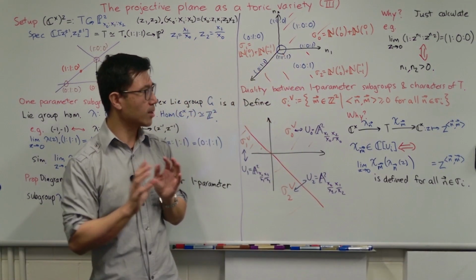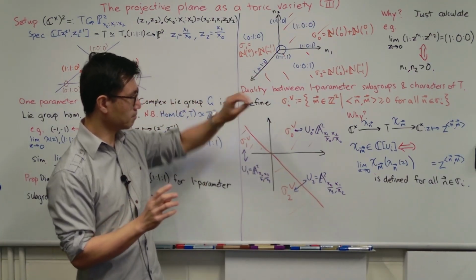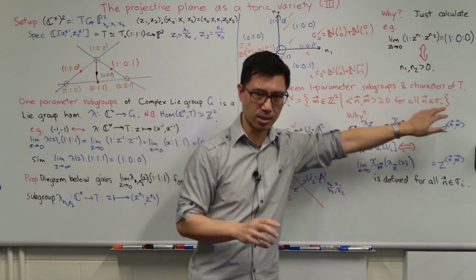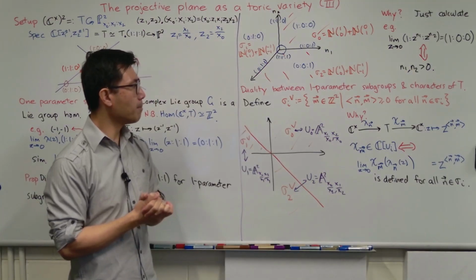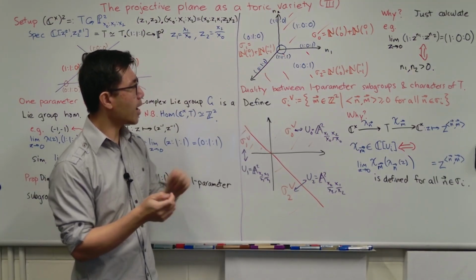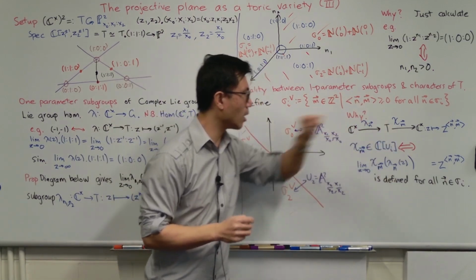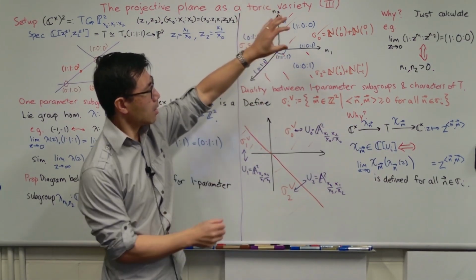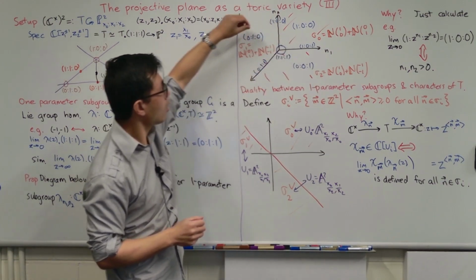So this is the really, really nice thing that comes into play. And what's key here is the duality between one-parameter subgroups and characters of T. Before I go into the actual duality, which is what I'll explain here, I want to introduce what's called the dual of these cones.